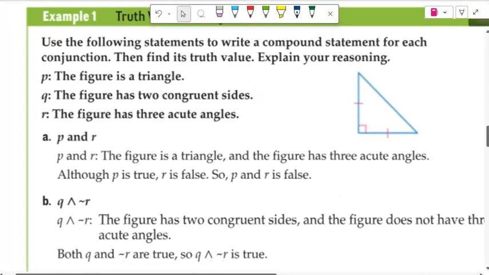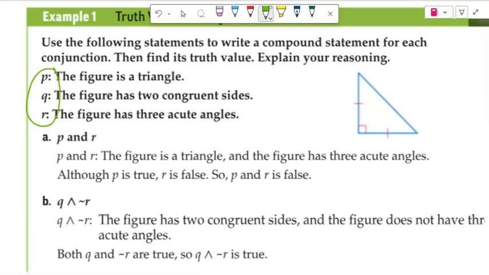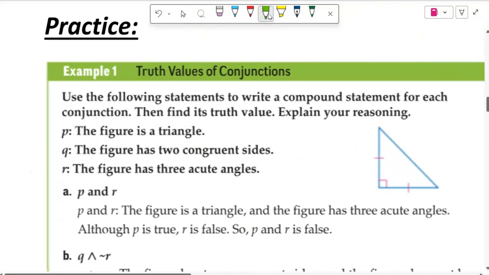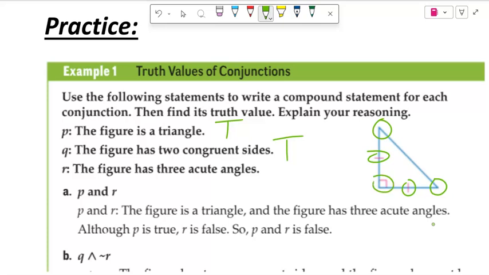Okay, let's go through this. Now we got all three letters rocking. So we got three statements here, P, Q, and R. Three separate statements. The figure is a triangle, true or false? Yeah, we're looking at this picture right here. The figure is a triangle, true. The figure has two congruent sides, true or false? True. We've got our tick marks here. The figure has three acute angles, true or false? False. We've got two acute angles, and what else? Very good.